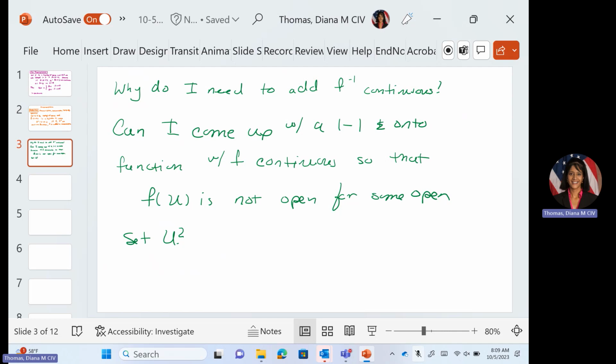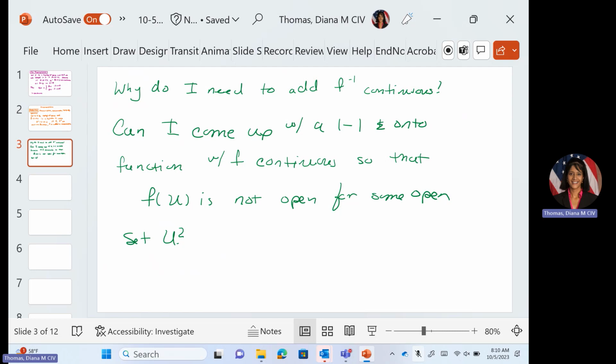For F inverse to be continuous, it means that its inverse has to map open sets to open sets. So if I have an open set here, U, that set has to be mapped to an open set here, for every open set. That's the definition of continuity. So I kind of boil it down to this: I have to find a counterexample where I have all these other properties, but my F can't map an open set to an open set. And I spent some time spinning wheels on it. So this is my spinning wheels.